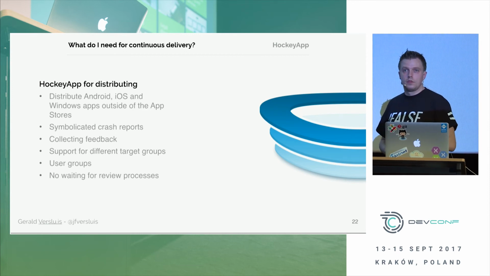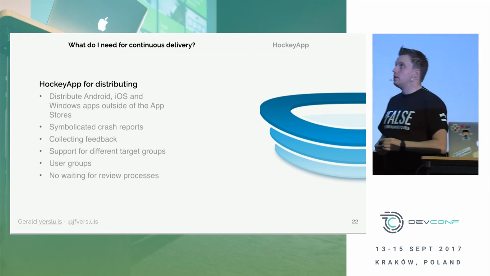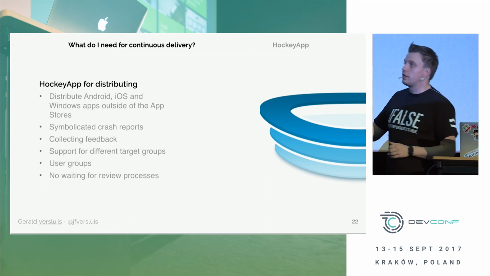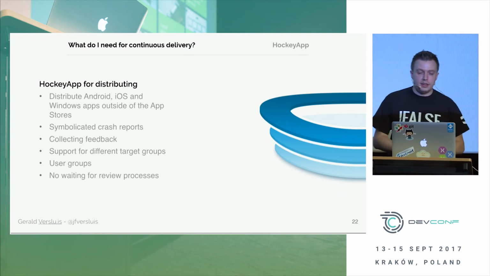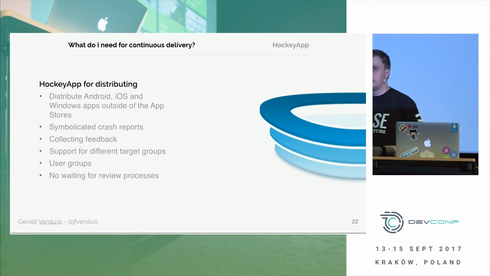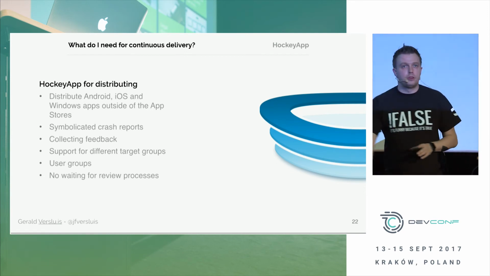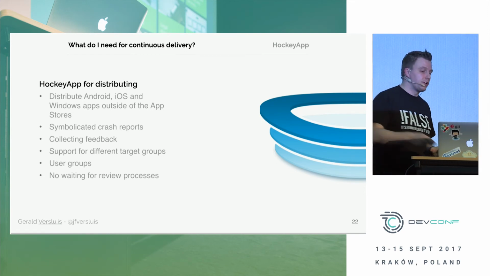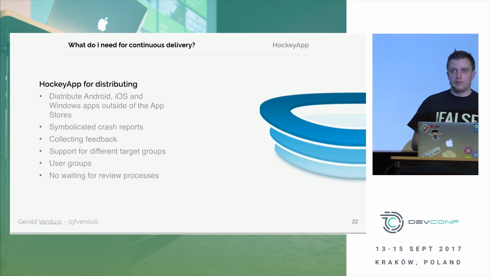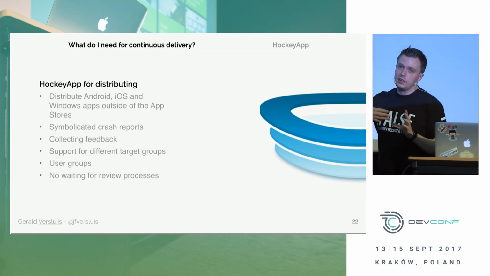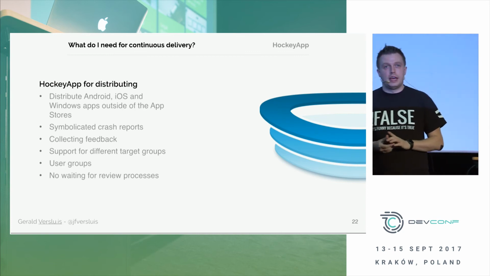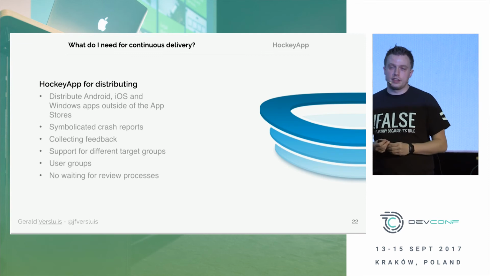So when you want to test your app, you probably want to do this through HockeyApp. I already told you this. And it helps you not just with distributing the apps to the users, but it also provides you with symbolicated crash reports. So whenever an unhandled exception happens, it will send the details back to you, and you will have the full stack trace for you to examine.